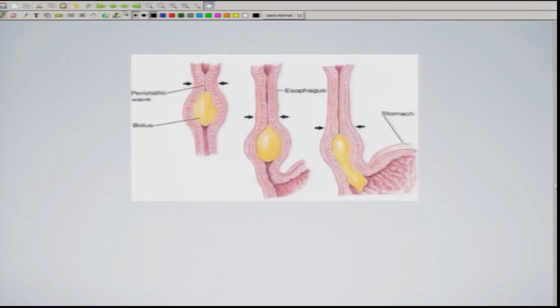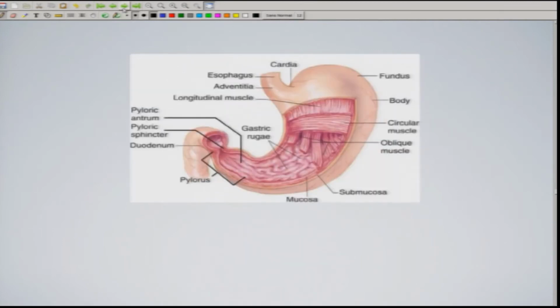So, this is how the peristaltic motion takes place. The food is in the form of a bolus, and this bolus moves through a narrow channel like this. Once the food enters, the motion is like this. This is called the peristaltic motion, carrying the food.